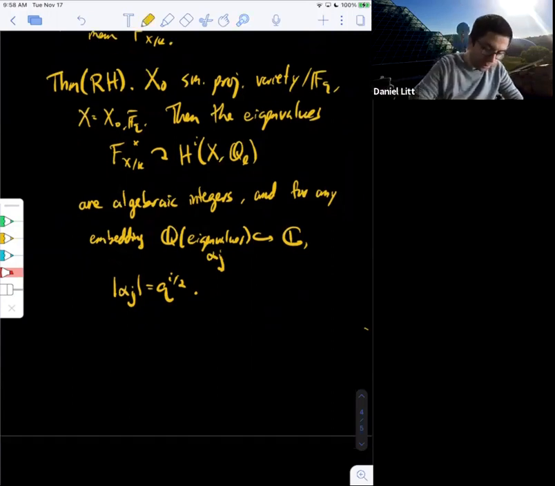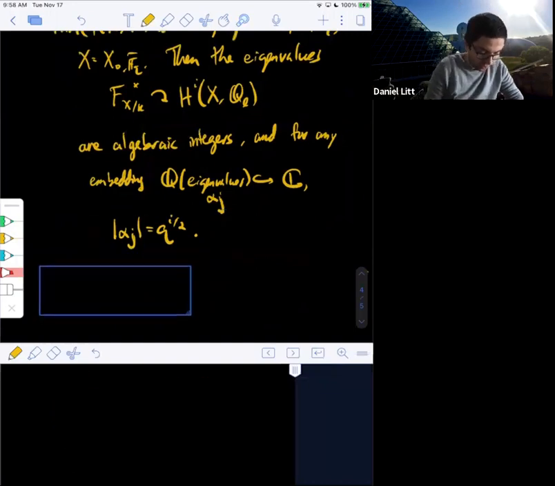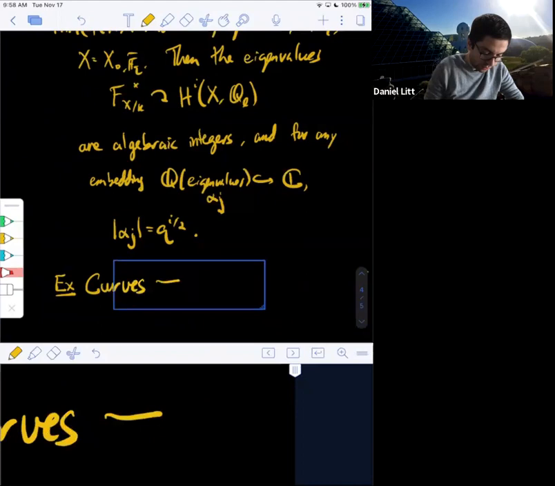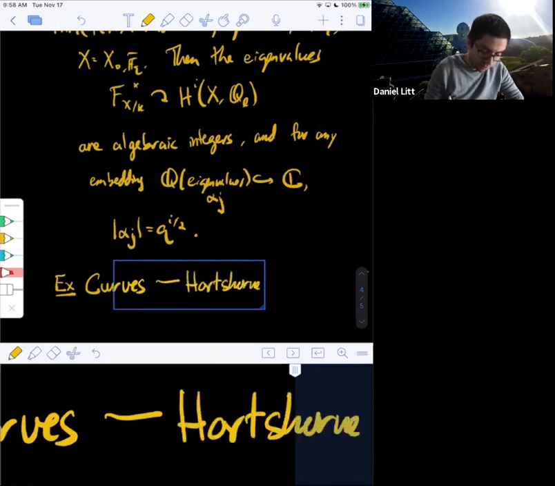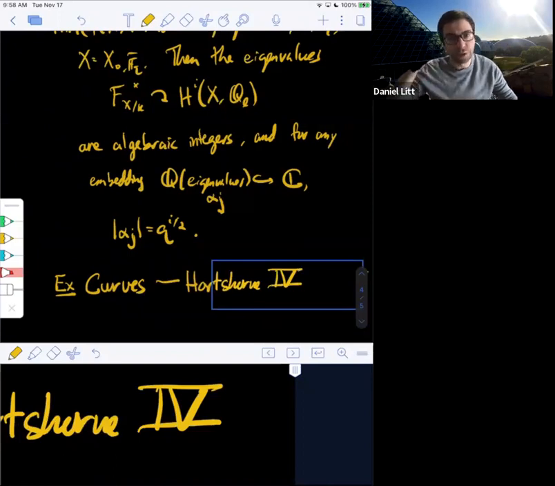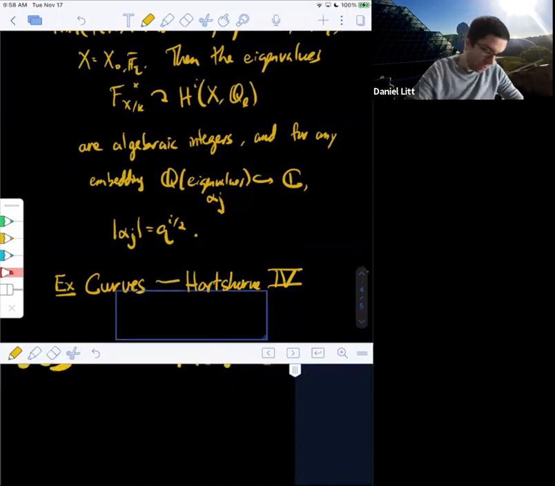Okay, so maybe just let me remark. We already know this in a lot of cases. For example, in the case of curves, hopefully you've seen this. This is in Hartshorne chapter 4. If you haven't seen this, you should take a look. There are a couple different proofs for curves. The one in Hartshorne uses the Hodge index theorem for surfaces. In particular, it applies the Hodge index theorem to the surface C cross C.